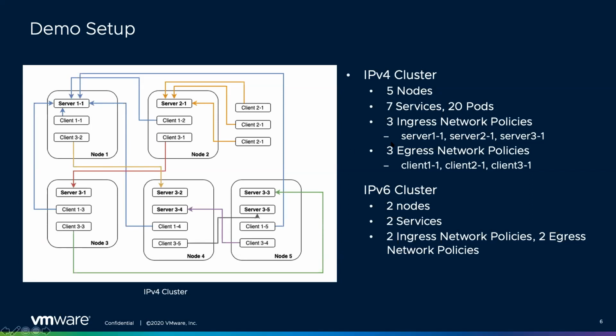I also applied 3 ingress network policies and 3 egress network policies to the clients and servers ending with -1. So servers 1-1, 2-1, and 3-1 will have ingress, and clients 1-1, 2-1, and 3-1 will have the egress network policies. And we have a simplified IPv6 setup, which I will show you later. Let's move to the dashboard.